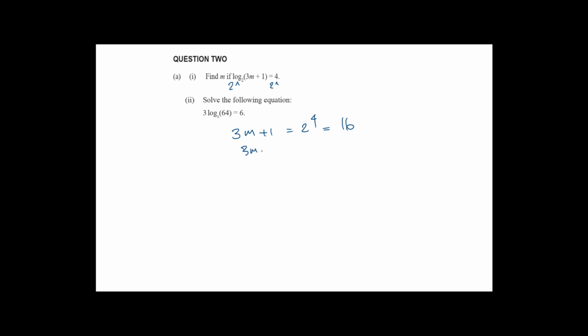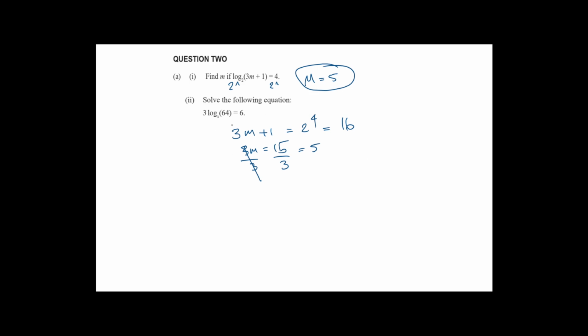So 3m equals 15. Take 1 away from both sides. That's 5. Divide both sides by 3. m equals 5. Okay.